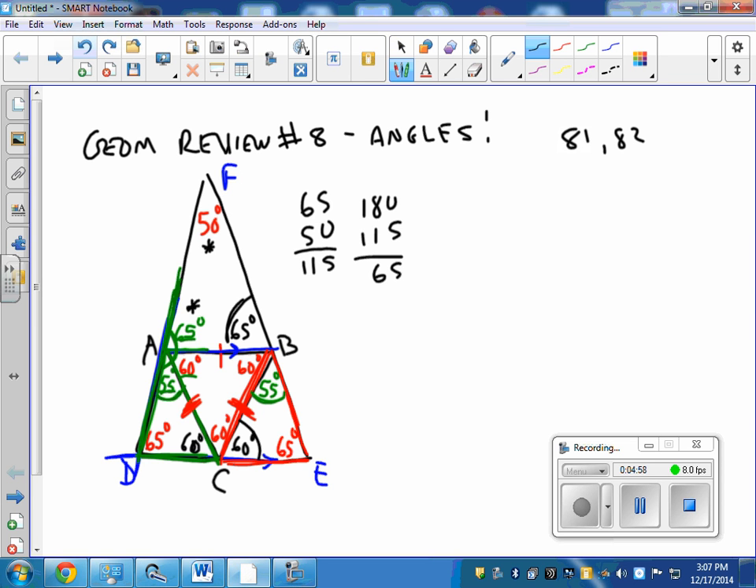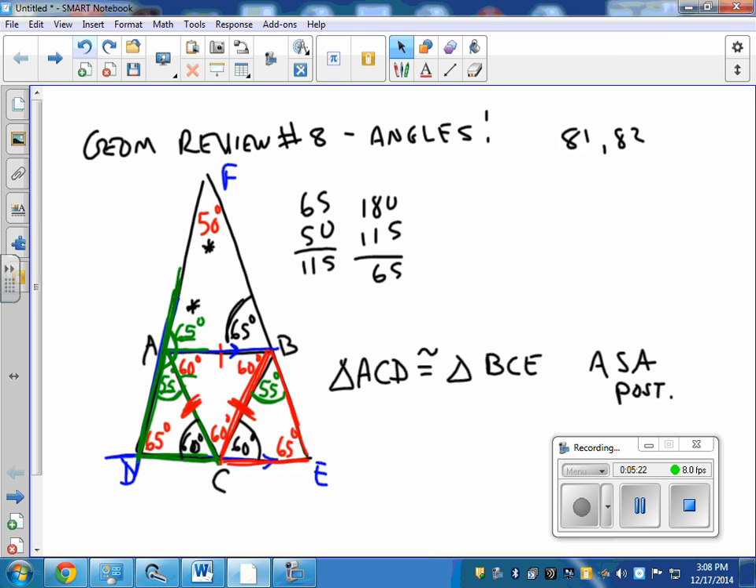Down here, and down here. So two angles and the included side of one, two angles and the included side of the other. So sure enough, we can say triangle ACD is congruent to triangle BCE, and the reason would be angle, side, angle postulate. Okay, and that would be angles problem 1.